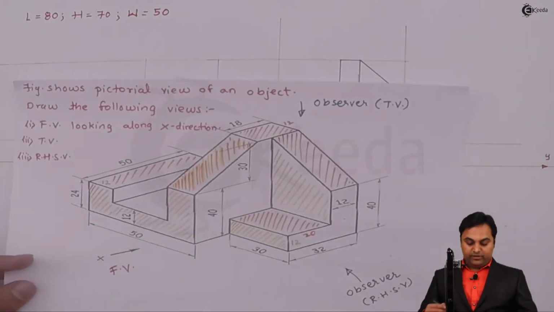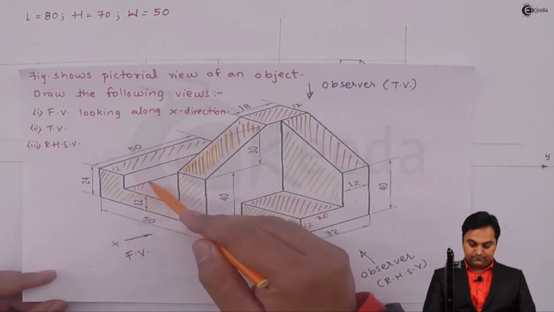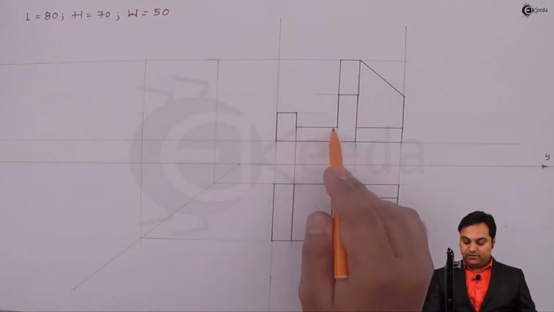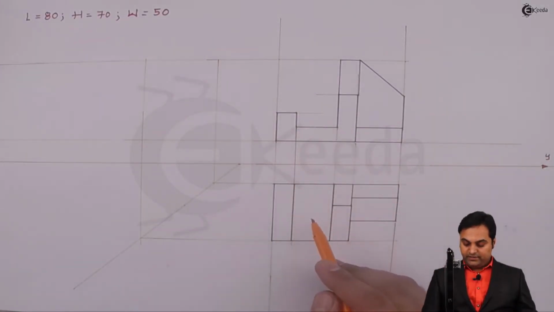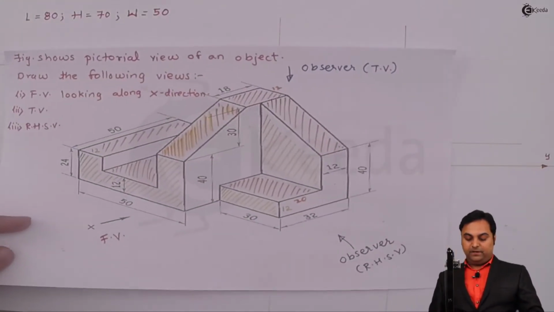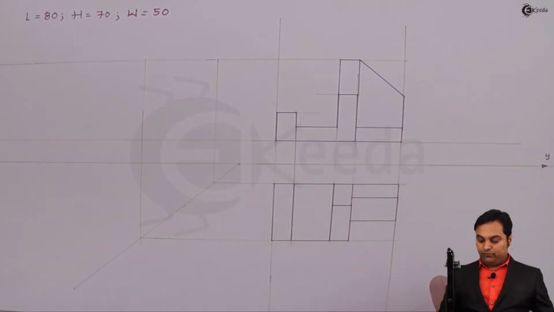Then while looking from the top, here there is a gap which will also be seen. So that gap is in the front view here, and in the top view it is located at this location. So this much is the part which we are going to see from top. So here I complete the top view.